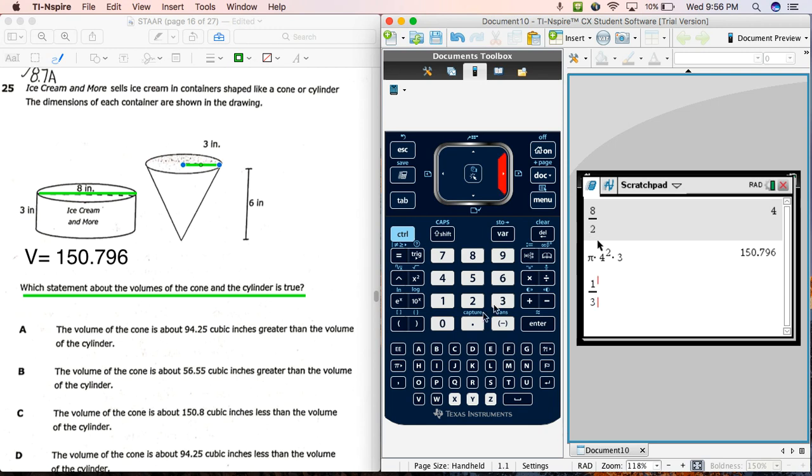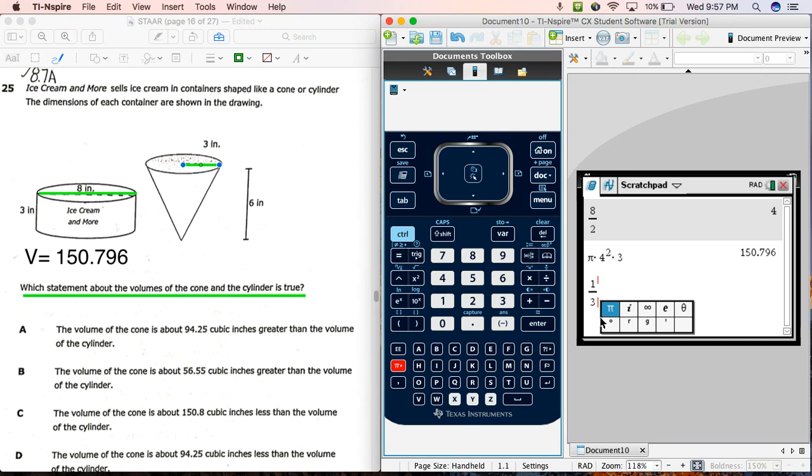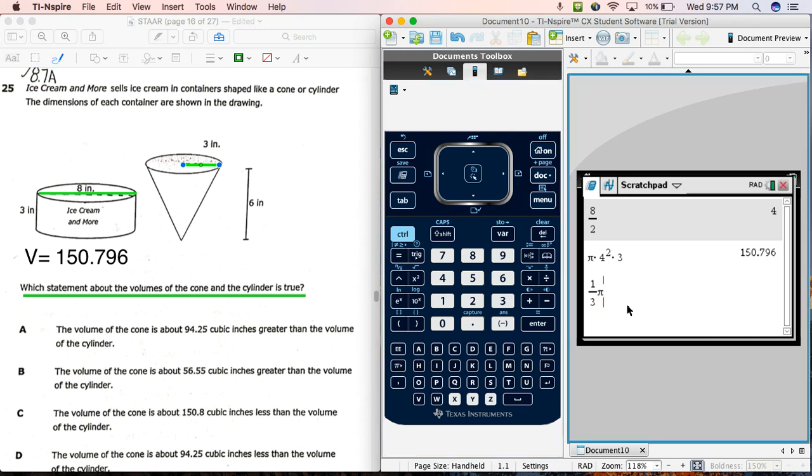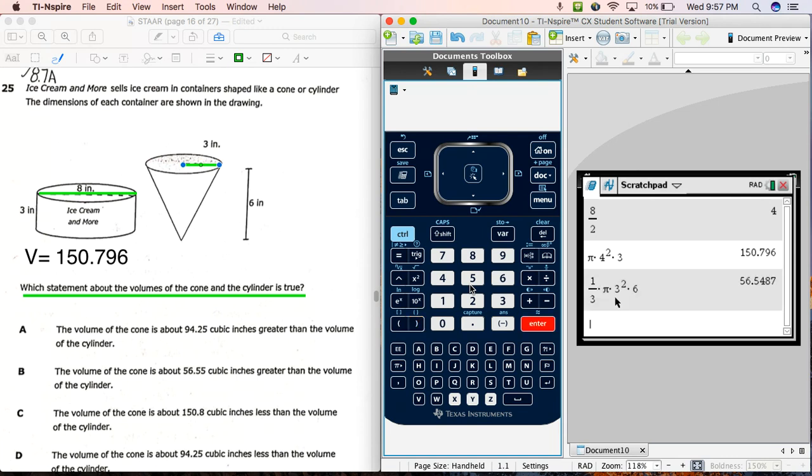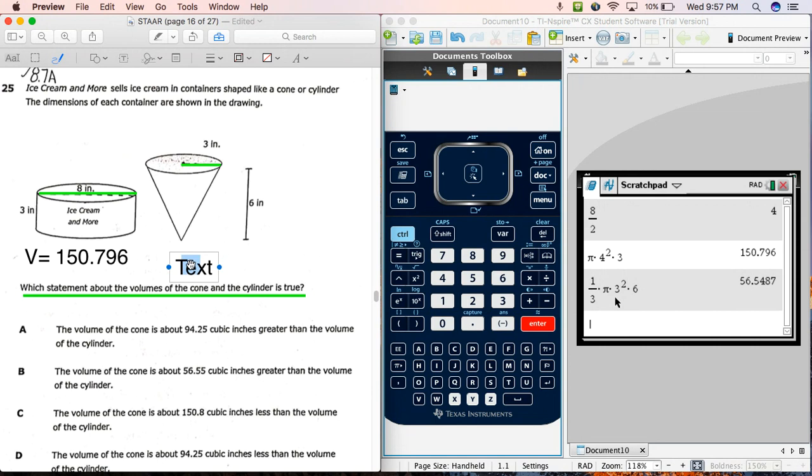I know the next thing that comes is my pi times the radius, and I'm gonna put that in parentheses, which was 3 squared, and I'm gonna push over so that way I know that I'm completely out of the exponent. And then I'm gonna multiply this by the height, which was 6. And simply push enter. And I'm with a value of 56.5487.